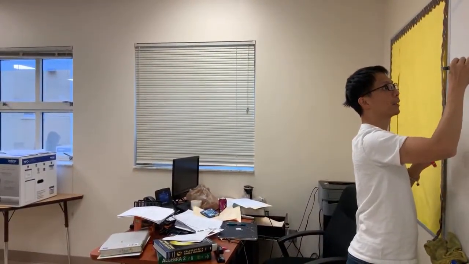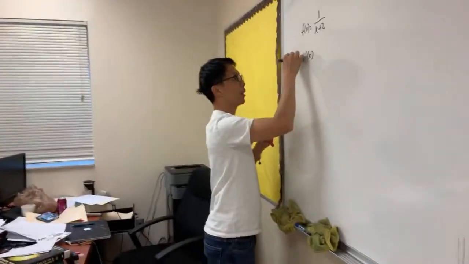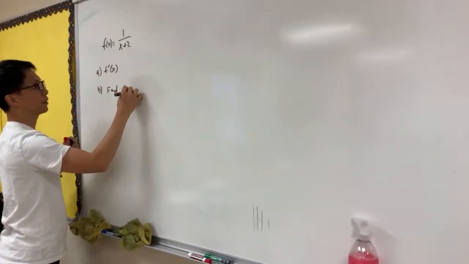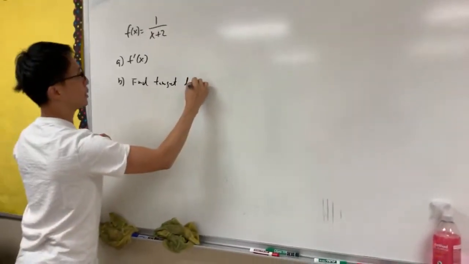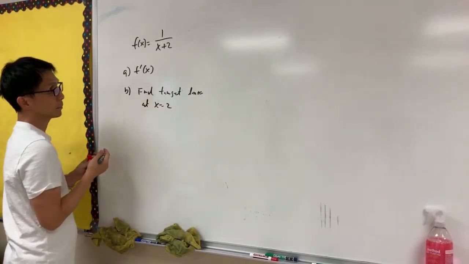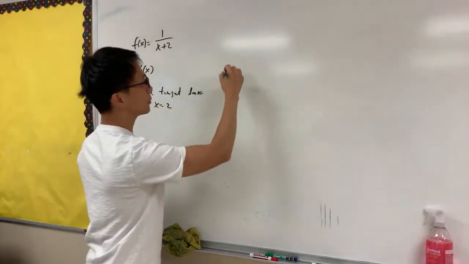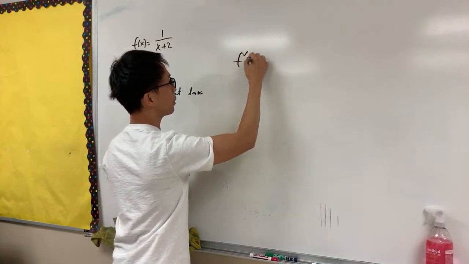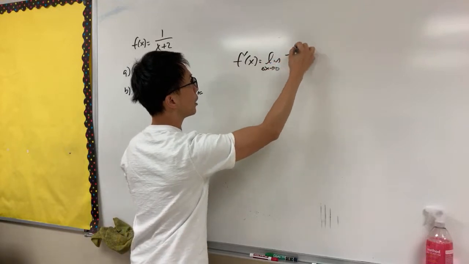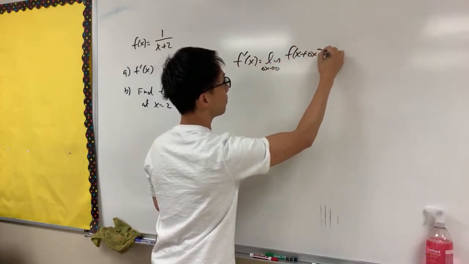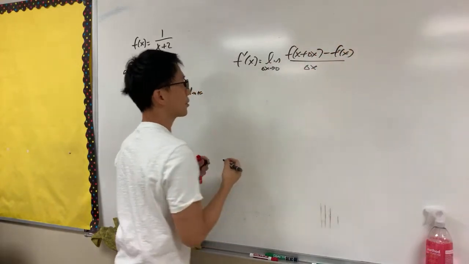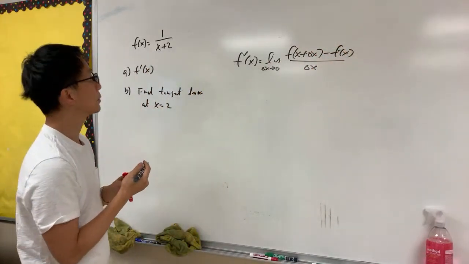So how do I find the f prime of x? That's part A. Part B is find the tangent line at x equal to 2. So again, I will always write down f prime of x equal to the limit as delta x approaches 0 of f of x plus delta x minus f of x, over delta x. If you write it so many times, you're going to memorize it.